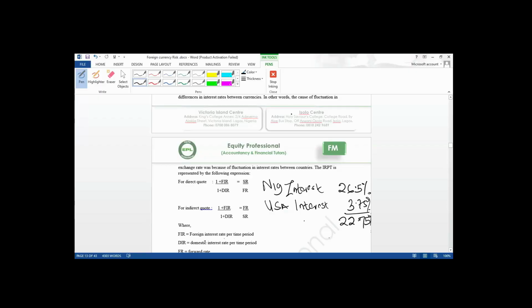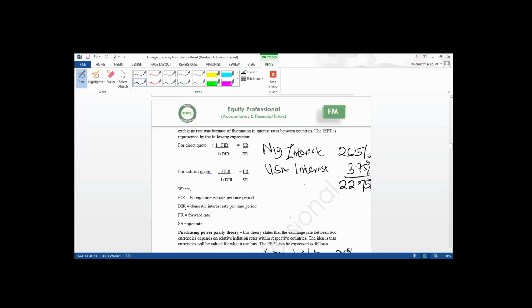Your FIR, foreign interest rates per time period. Your DIR, domestic interest rates per time period. Your FR, forward rates. SR, spot rates. That is theory number 1.